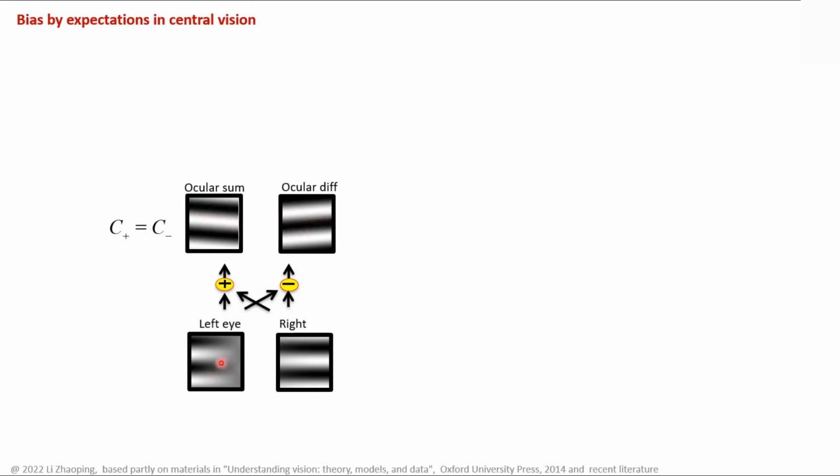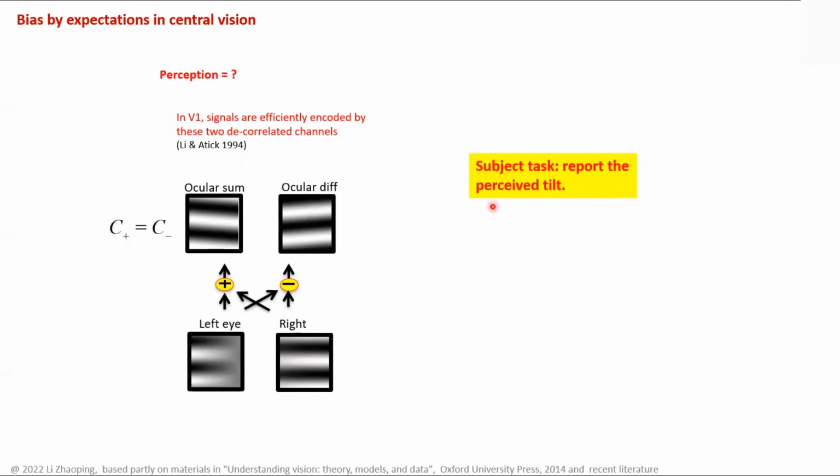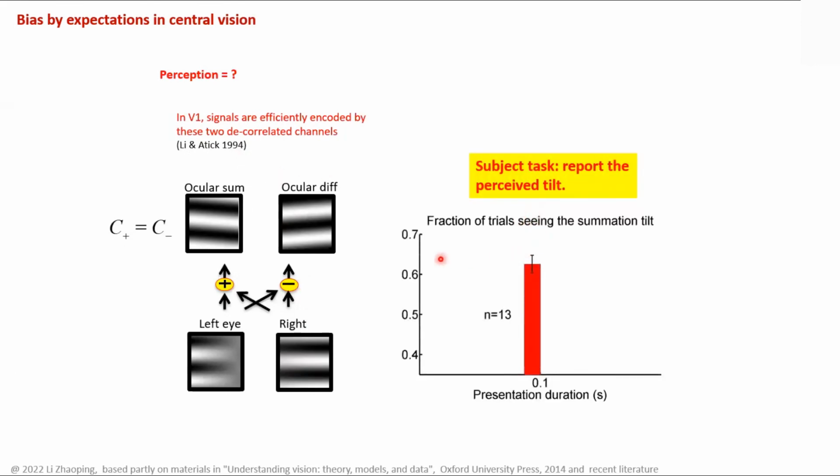So if you let people wear stereo goggles and let them see this, this is in the left eye, this is the right eye. You ask them, is it tilted this way or that way? People tell you, gee, I'm not sure. Then you say, well, you just have to give me a forced choice answer, this way or that way. And it turns out that they will most likely, two-thirds of the time, tell you tilted that way. But you have designed it such that they have the same contrast input strength. How come they're biased to see that?